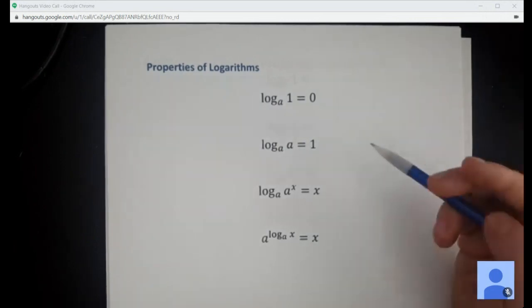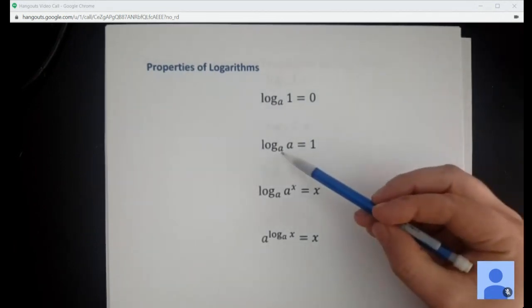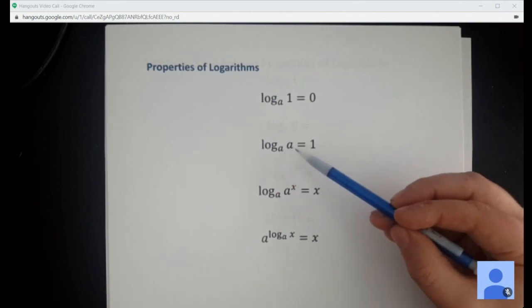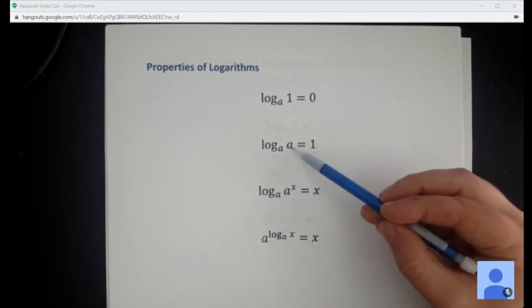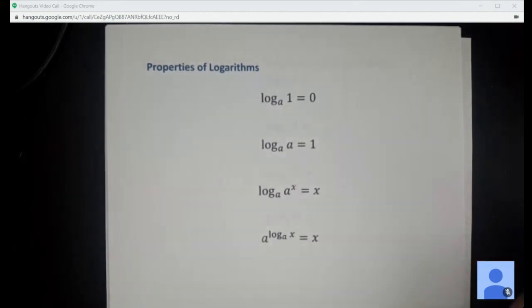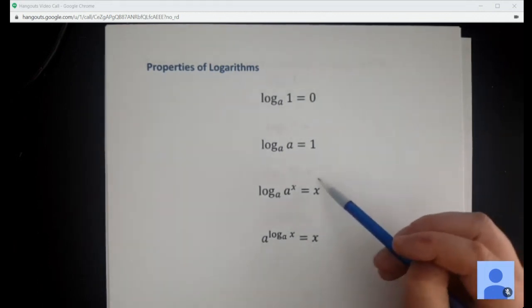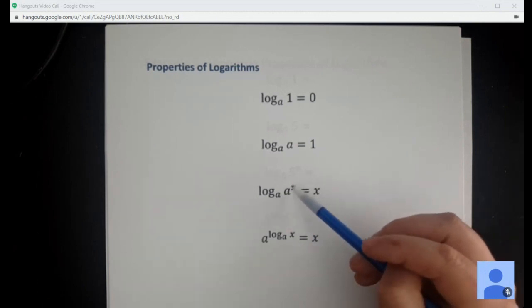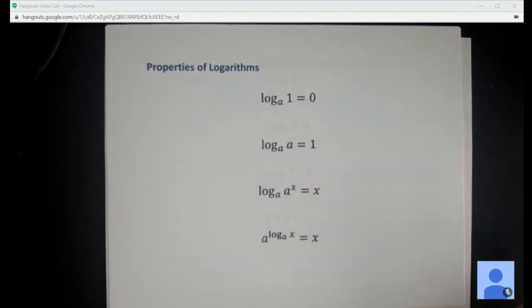Our second property, again, no matter what this base is, the log base a of a is always going to be equal to 1, because a to the first power is equal to a. So if these numbers match, that logarithm is always going to be equal to 1. And the next one is very similar. A to the x is equal to a to the x. Therefore, if we have the same numbers here, we can just say that that logarithm is equal to whatever that exponent is right there.